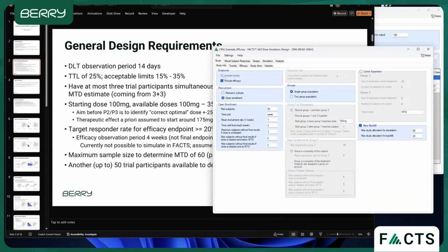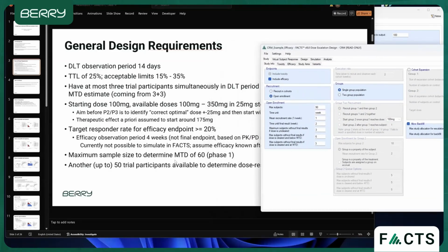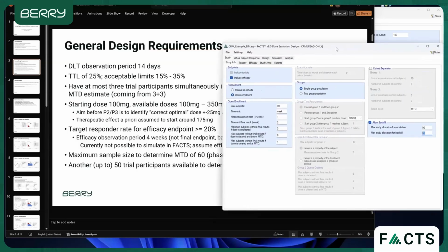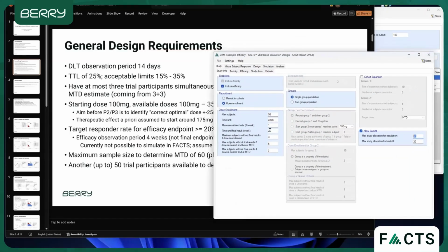And you will see I've selected include efficacy here because I want to simulate both the toxicity endpoint and an efficacy endpoint. I've selected open enrollment. We'll talk about it in a moment. The maximum number of subjects is 90 plus 20. This is 110. This is the 60 plus 50. That's maybe a bit difficult to explain now why there's 90 and 20 here. Let's revisit this later, but for the moment, you can see that this is 90 plus 20, so 110. We have time until final results. This is the outcome observation time. This is set to 2 weeks. So this is the 14 days that we've seen previously.